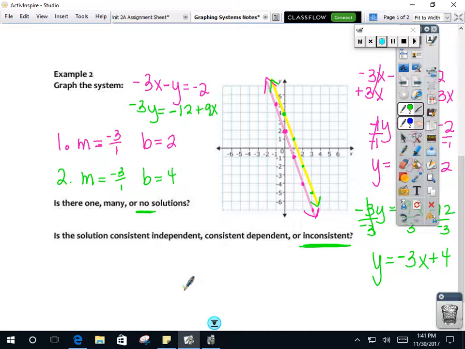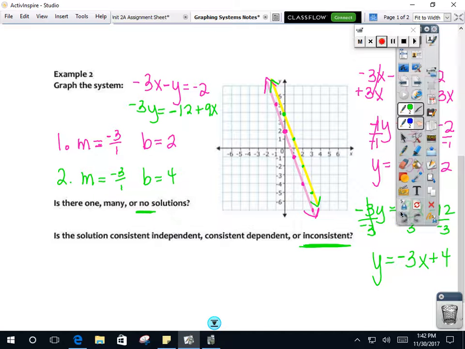Zero solutions? You can, but you would need to write out zero solutions, because if you just write zero, it's almost like you're trying to say they intersect at zero. You know what I mean? You got to be careful about that.